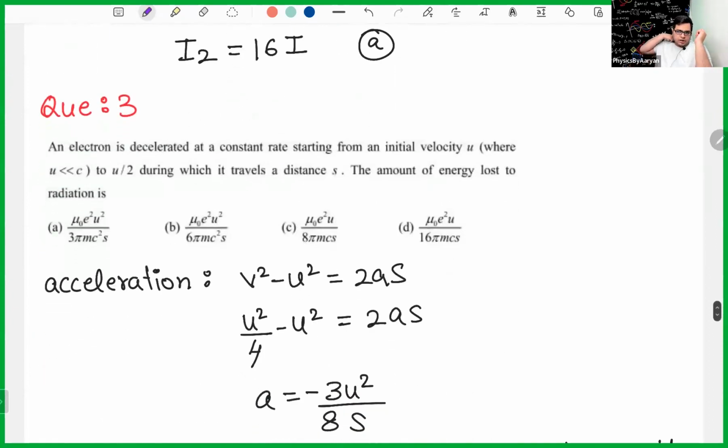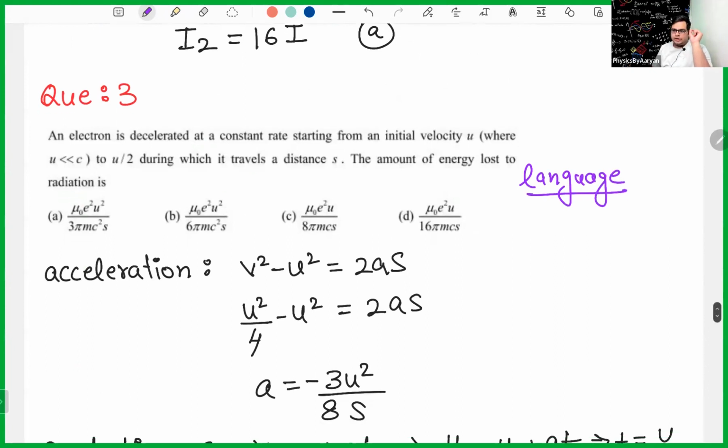Now this question is a little tricky. Not that tricky, but the language of this question makes it tricky. Other than that, everything is fine. They say that an electron is decelerated at a constant rate, so the acceleration is constant. It starts from initial velocity u, and the final velocity is u by 2. Obviously it is non-relativistic because u is much less than c. When it goes from u to u by 2, it covers a distance of s.